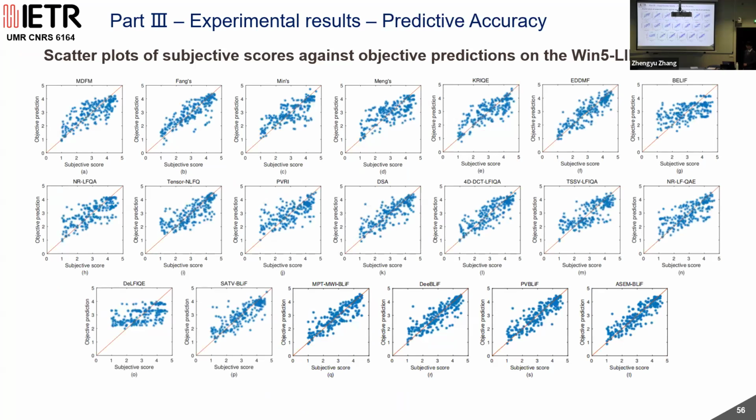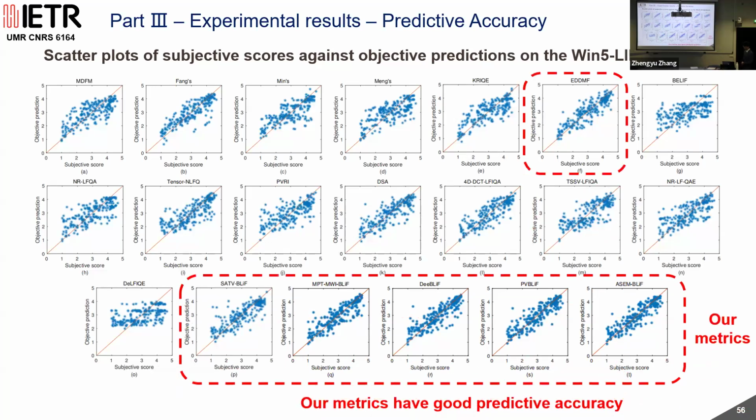And to further evaluate the predictive accuracy, we provide a scatter plot of the subjective score against the objective prediction on the Win5 database. In this figure, a better fit between the scatter points and the red line indicates better predictive accuracy. And we can also see that our metric has very good predictive accuracy.